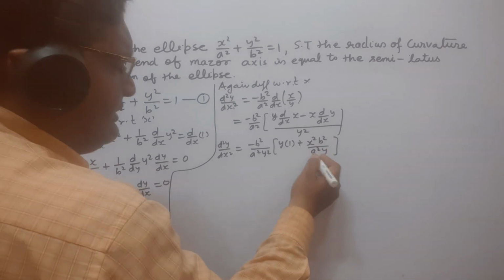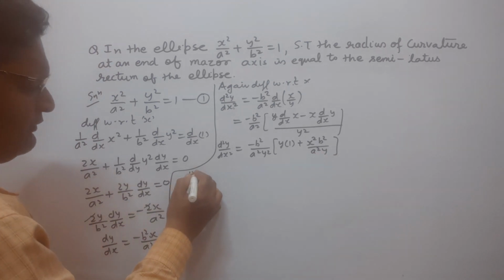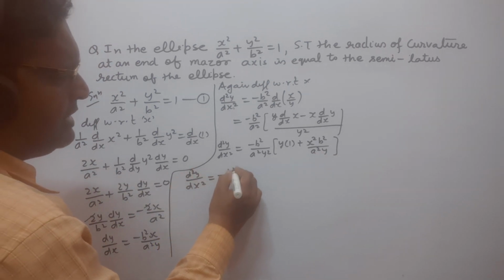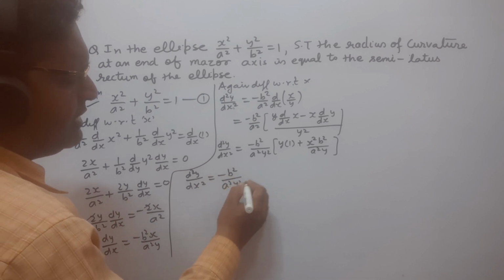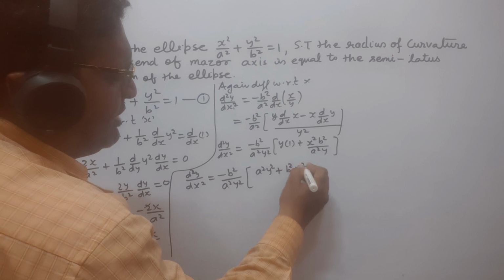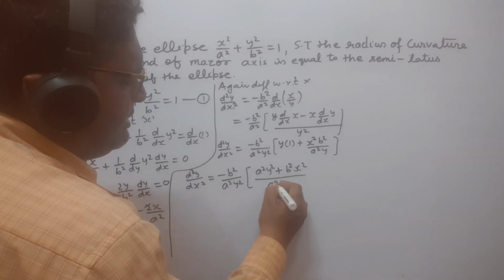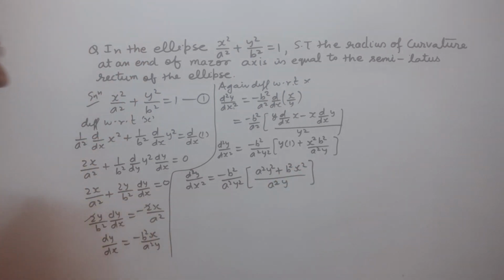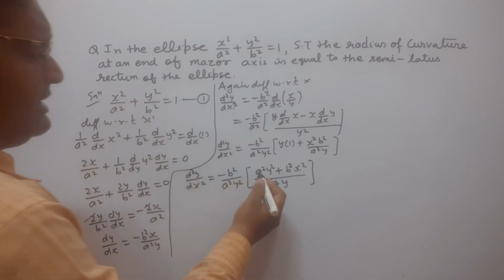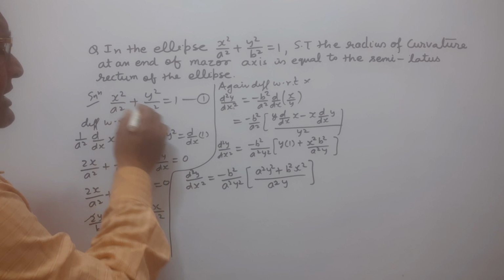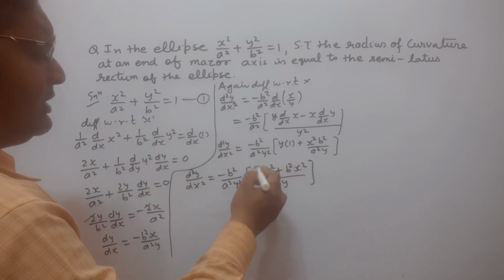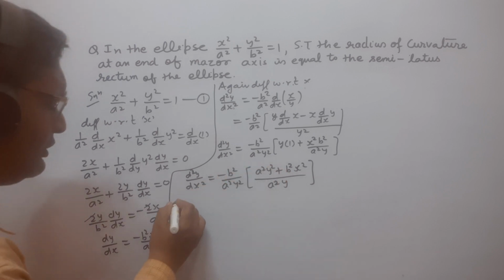Now taking the LCM in this bracket, we get d2y by dx2 is equal to minus b square upon a square y square, and here a square y square plus b square x square divided by a square y. So we know that from the given equation of the curve, a square y square plus b square x square is equal to a square b square, so the numerator is equal to a square b square.